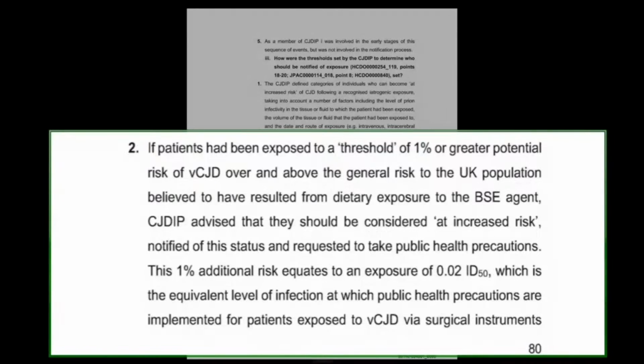And if we can go back a page to page 80 again, please, Lawrence, just to remind ourselves of what the 1% additional risk equates to. An exposure of 0.02 infective doses. So is it right to understand then that there will be people that have been notified that they are at increased risk of vCJD for public health purposes who will not have received an infective dose?